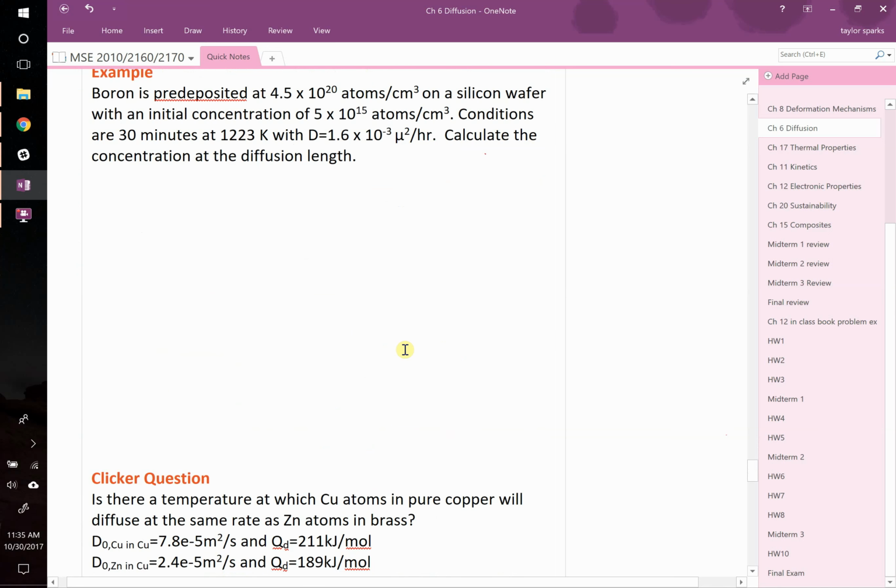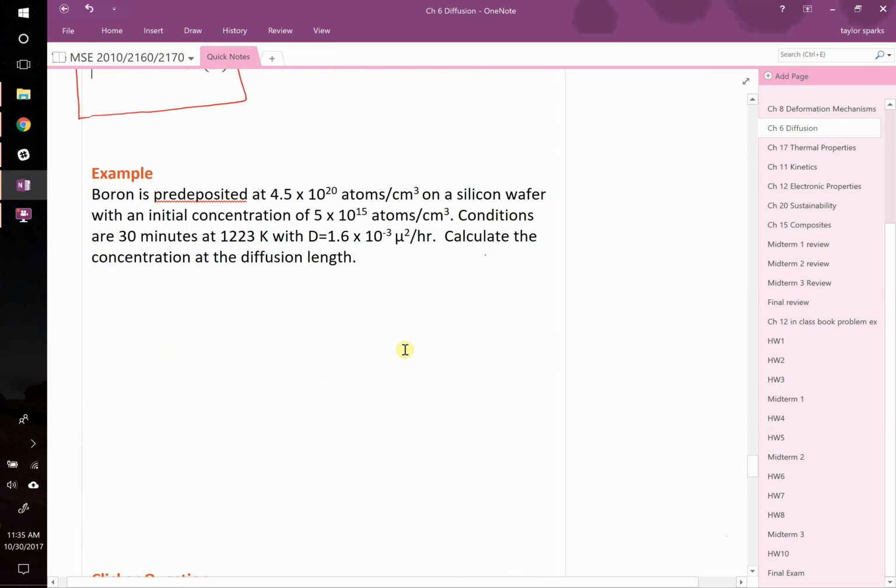Okay, let's do another example. Let's say that boron is pre-deposited at 4.5 times 10 to the 20 atoms per centimeter cubed on a silicon wafer. So the initial concentration of the silicon wafer is 5 times 10 to the 15 atoms per centimeter cubed. That's how much boron is initially present in your wafer. And you obviously put lots more at the surface, right? So here's your surface concentration. Here's your C0 initial concentration, okay?